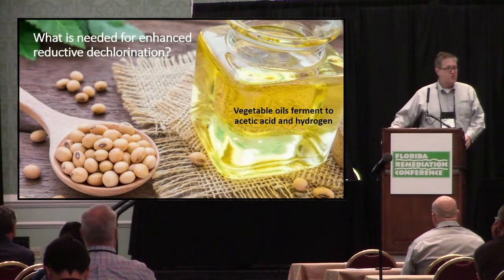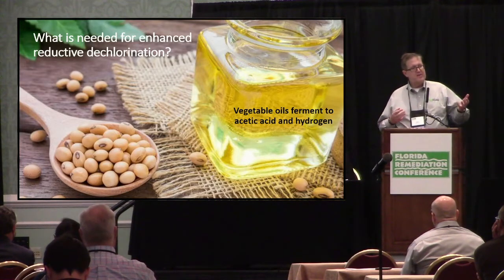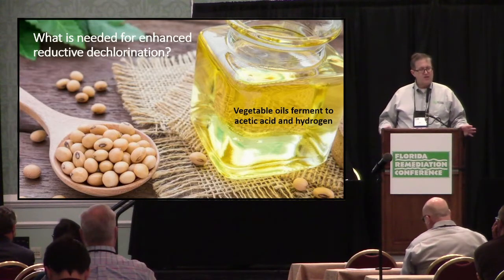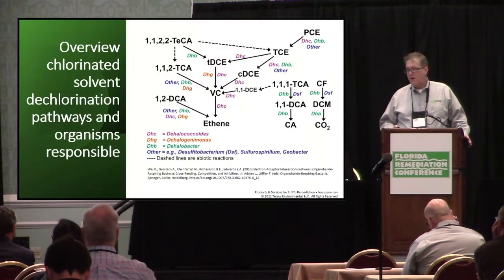You need to have some sort of a carbon source that's going to ferment. Vegetable oils are commonly chosen as the amendment, and the reason is because they'll ferment to hydrogen and acetate. And also you need to have strong reducing conditions. Your oxygen reduction potential needs to be less than 100 millivolts.